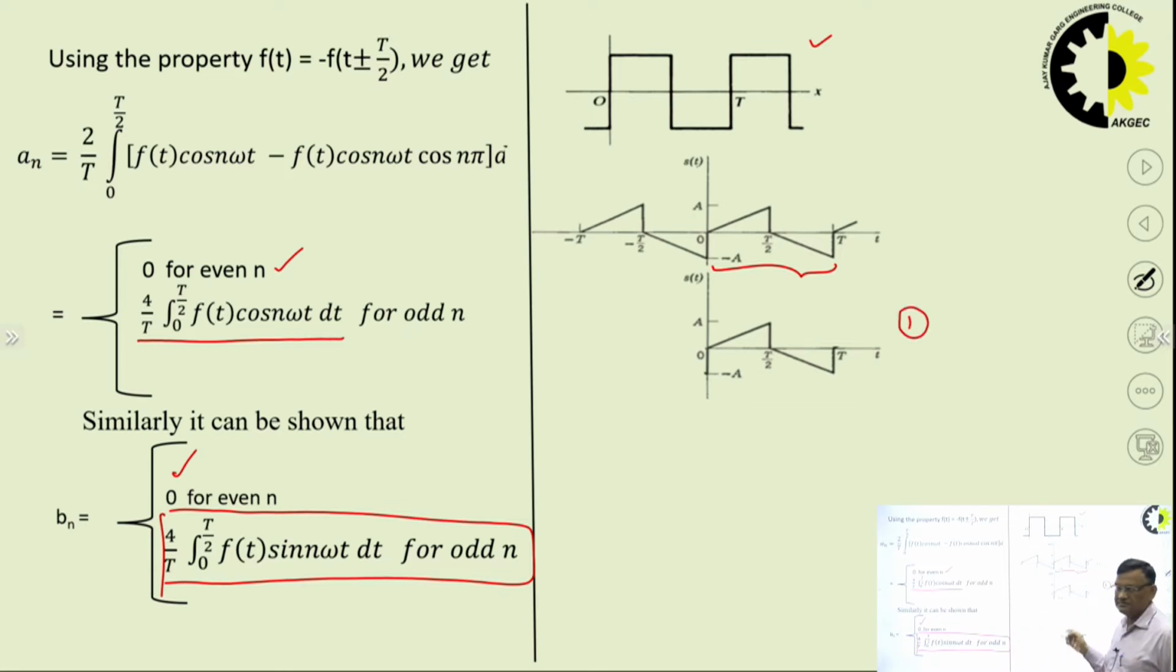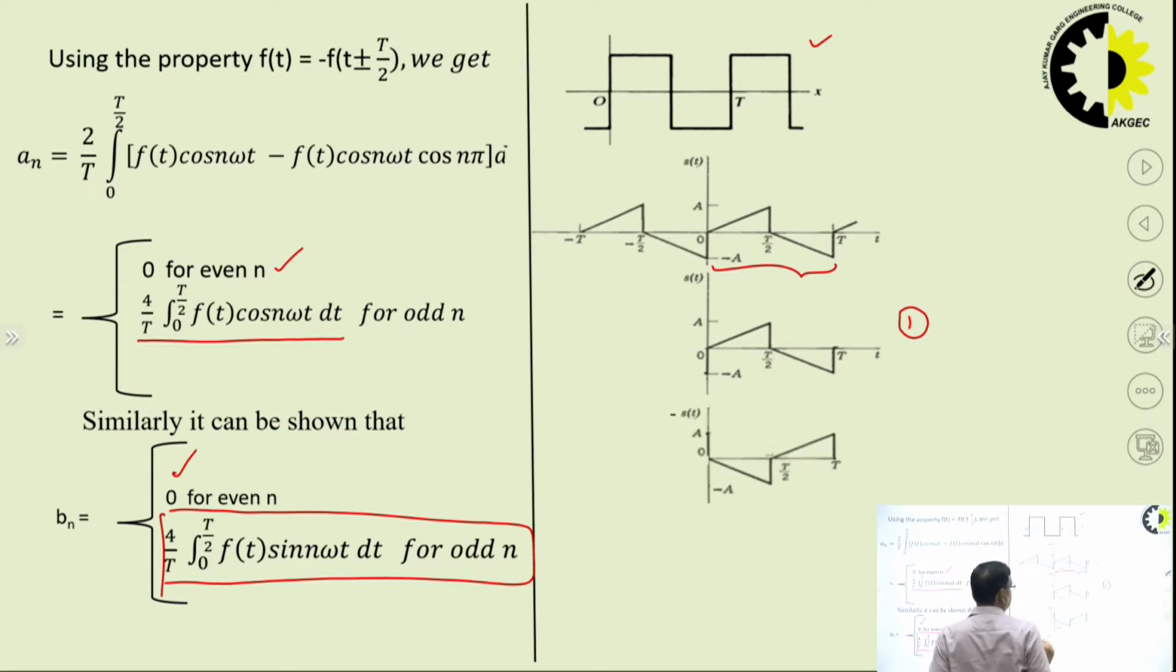This is the first step. Take one time period of the signal, because f(t) is equal to minus f(t plus minus T by 2). So I have taken one time period, then invert: minus f(t). This is the second step.